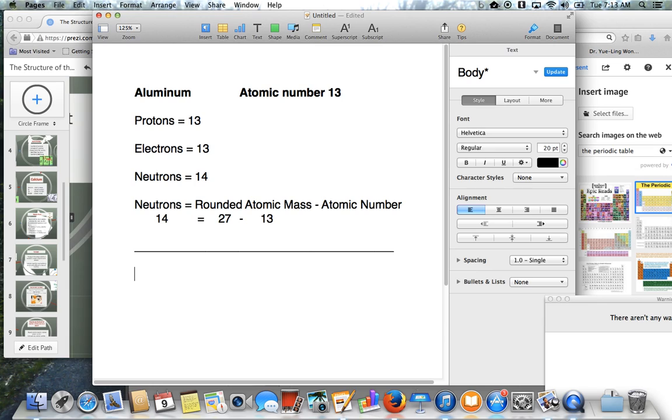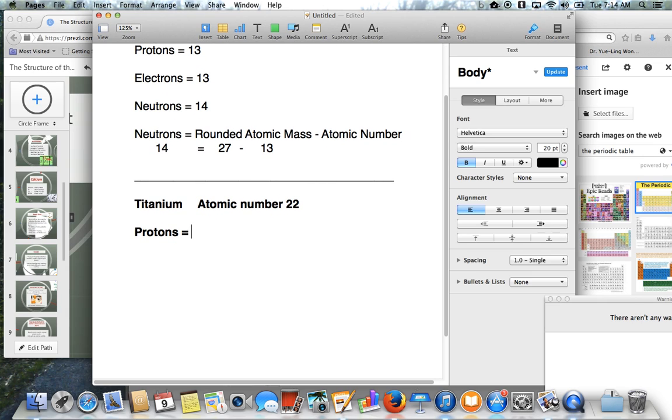I want you to look at your periodic table and find the element titanium. If you're looking at your table, you should find that the atomic number for the element titanium is 22. I want you to find the number of protons, the number of electrons, and the number of neutrons.